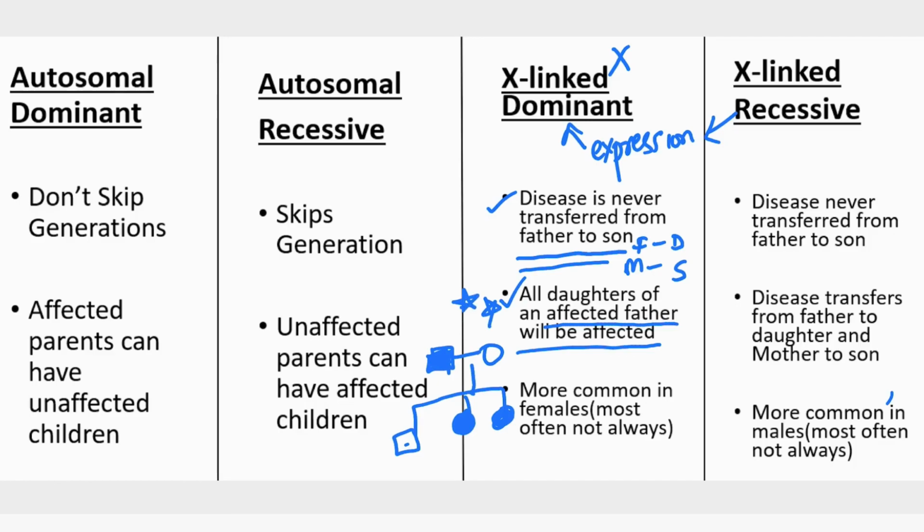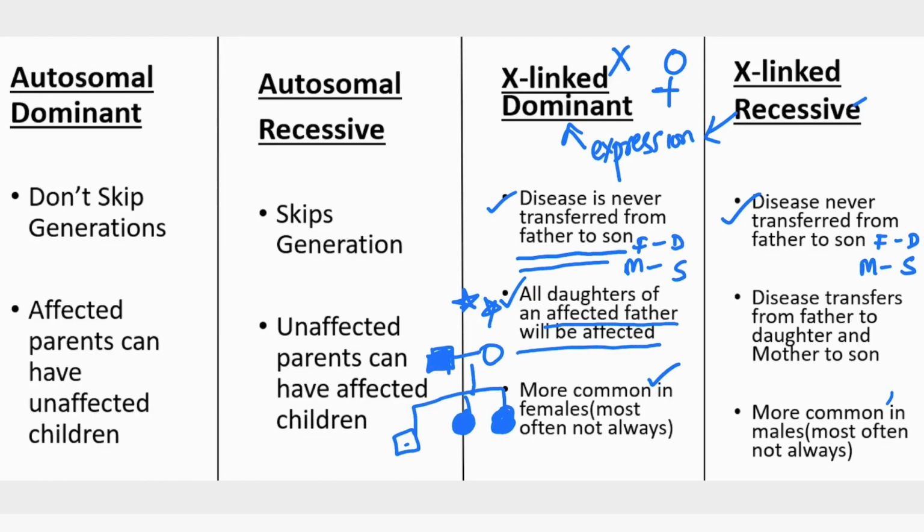And most often, but not always, you'll see that the affected people in the pedigree chart on a whole, if you count the number of females, it will be more in X-linked dominant pedigree. Okay, so X-linked dominant is mostly females. Now let's look at X-linked recessive. Okay, so recessive is the expression here. Here the disease again will not be transferred from the father to the son. So it's either father to the daughter or mother to the son.